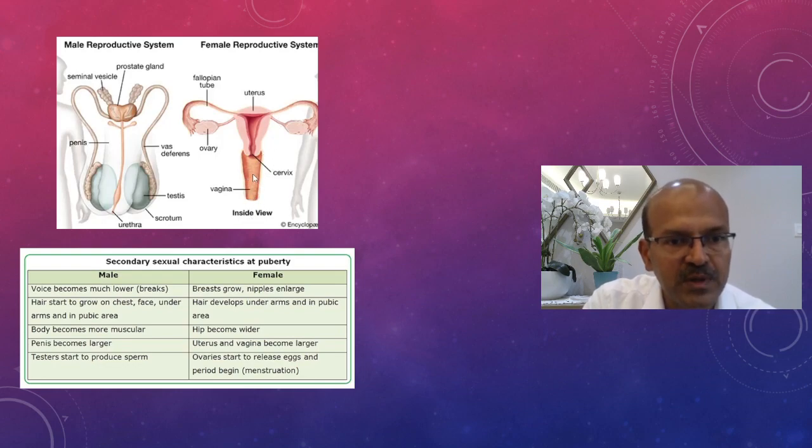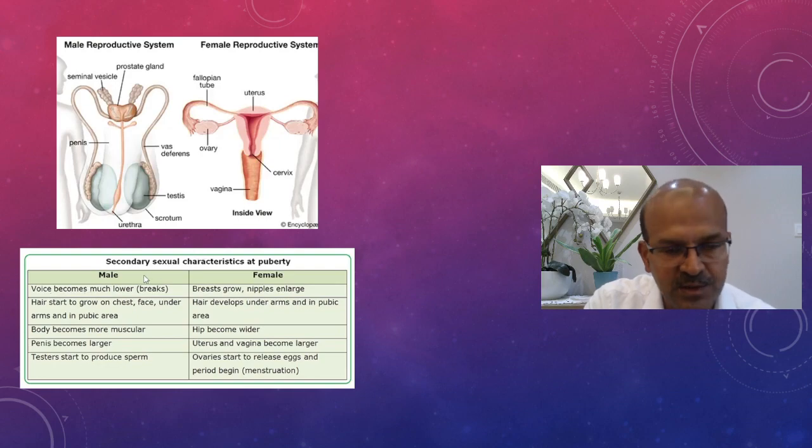The vagina obviously is where the semen is ejaculated, and it goes in through the cervix, and the fertilization happens usually within the uterine cavity. The fertilized ovum then sits on the uterine wall, implants, and then develops into the embryo.